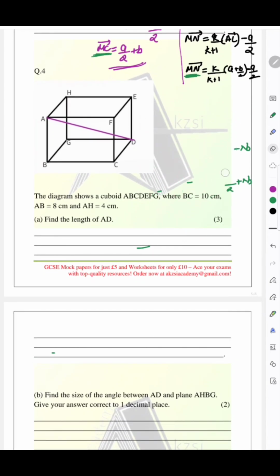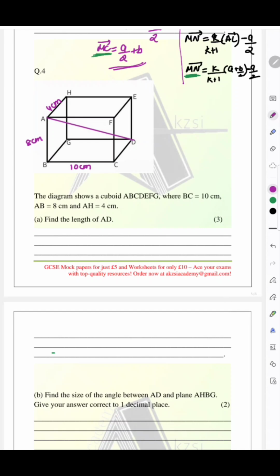trigonometry. If the vector question is not clear, you always have this video you can go over and see once again. Question 4 says the diagram shows a cuboid ABCDEFGH, where BC is 10 centimeters, this one, AB is 8 centimeters, this would be 8 centimeters, and AH is 4 centimeters, which is this one. Find the length of AD, which is already given there.